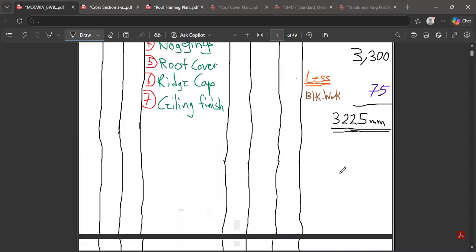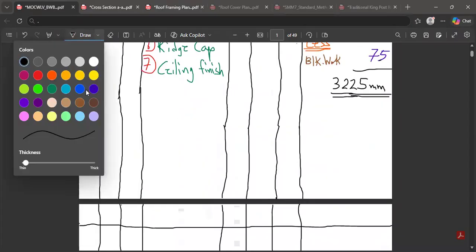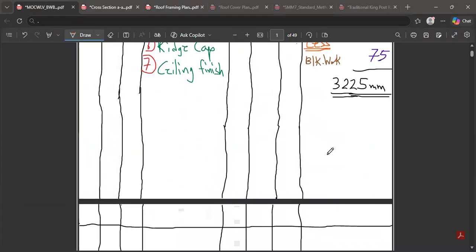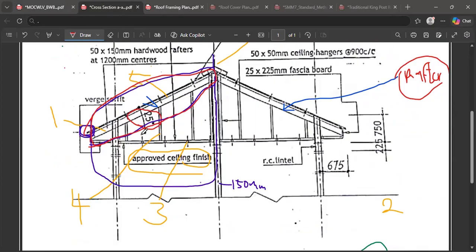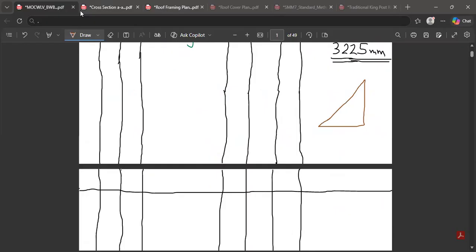So I'm just going to draw a diagram again, and from the diagram we see that we are focusing on just one side. This is the diagram. We've taken just one side, and it shows a right angle triangle. What is the pitch of the roof? It is 25 degrees, right? Very necessary. So I'm going to put the pitch over here, 25 degrees.